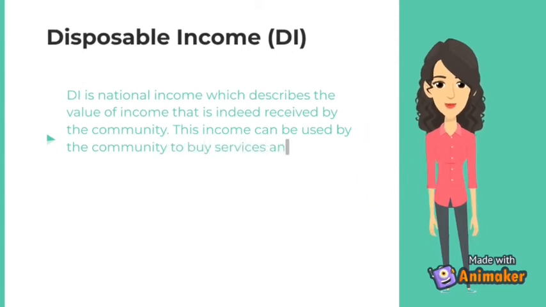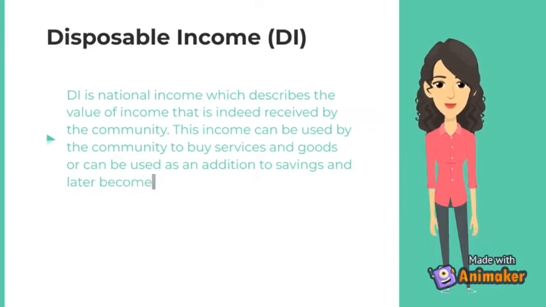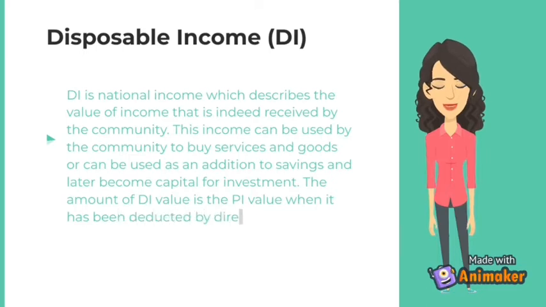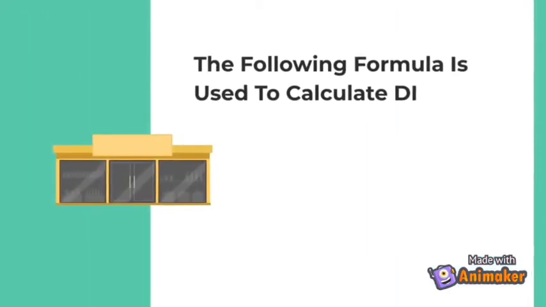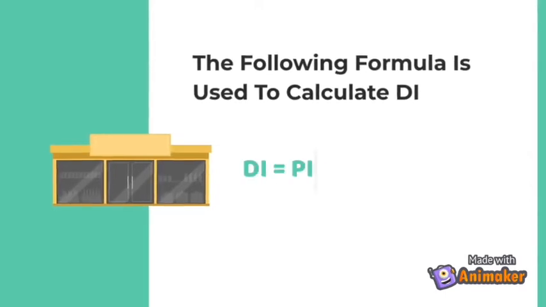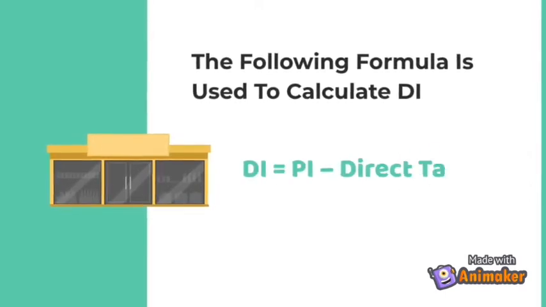Disposable income can be used to buy services and goods, or can be used as an addition to savings and later become capital for investment. The amount of DI value is the PI value when it has been deducted by direct tax or personal tax. The following formula is used to calculate DI: PI minus direct tax.